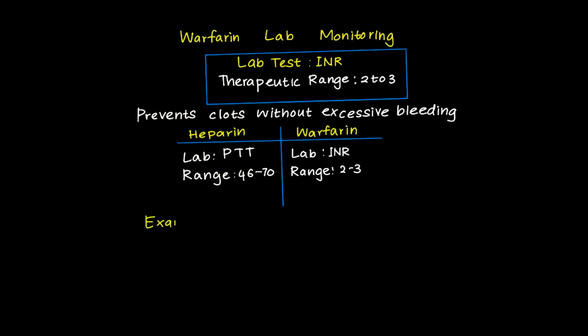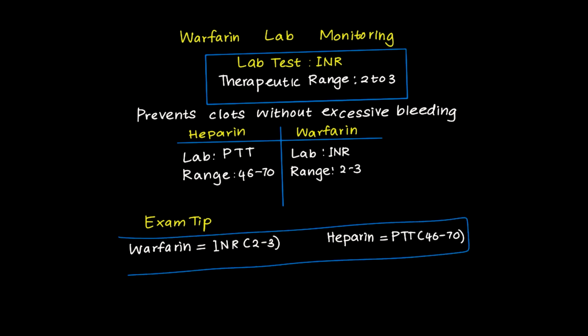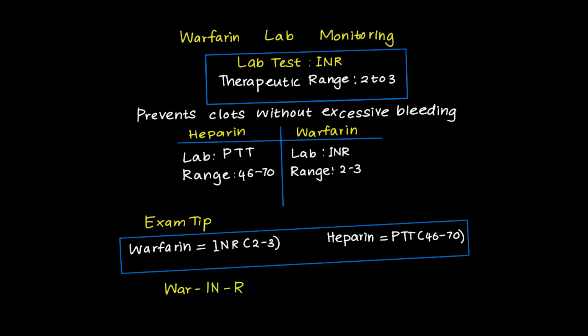Here is a WGU D441 OA exam tip for you. Keep your anticoagulant lab pairs straight. Heparin gets PTT 46 to 70. Warfarin gets INR 2 to 3. If the question says warfarin, the answer is INR. If it says heparin, the answer is PTT. Quick recall hook: WAR-INR. Warfarin and INR share those letters, WIN.